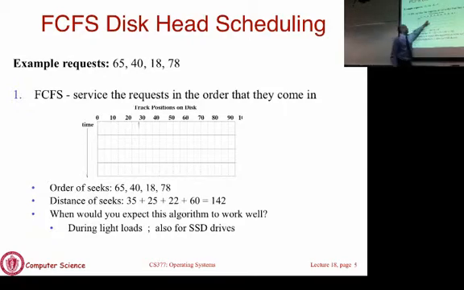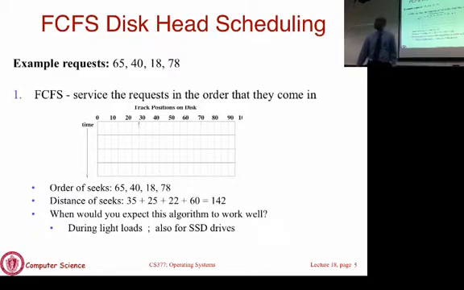And if you look at how many seeks, how much distance did you move? From 30 you went to 65, that's 35 tracks. You went to 40, that's 25 tracks. You went to 18, that's 22, and then you went from 18 to 78, that's another 60 tracks. So the amount of work you've done is 142 in terms of the tracks you traverse to service these requests. Very straightforward technique. It's not doing anything smart. It's simply servicing requests in the order in which they're coming.